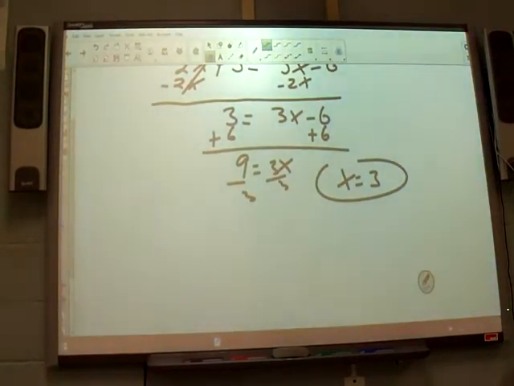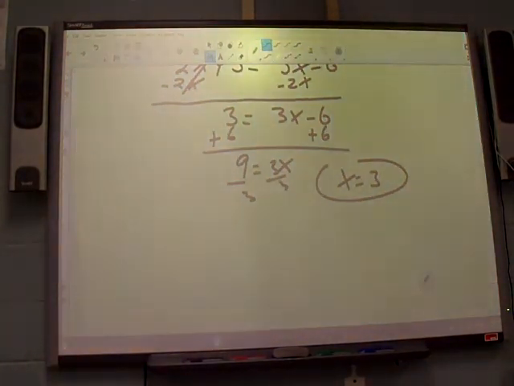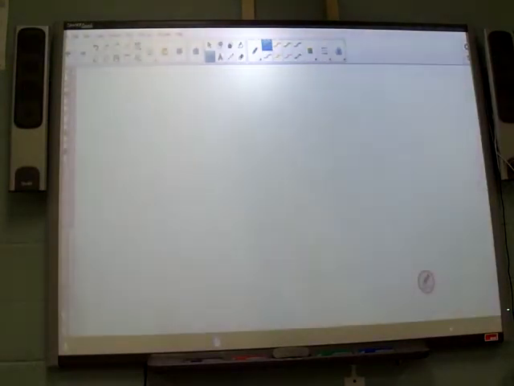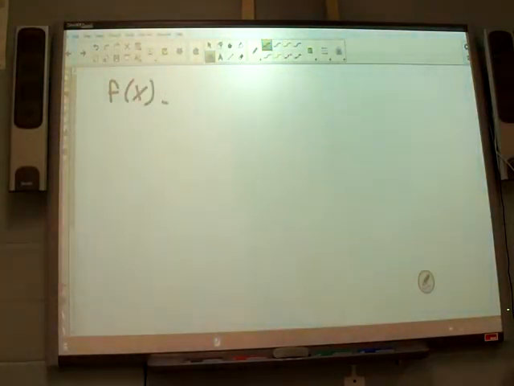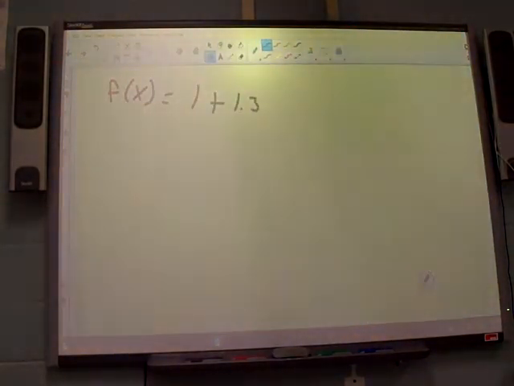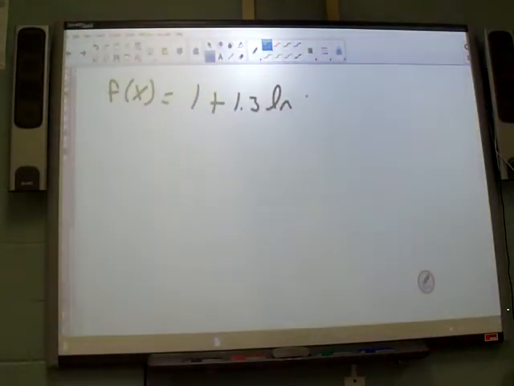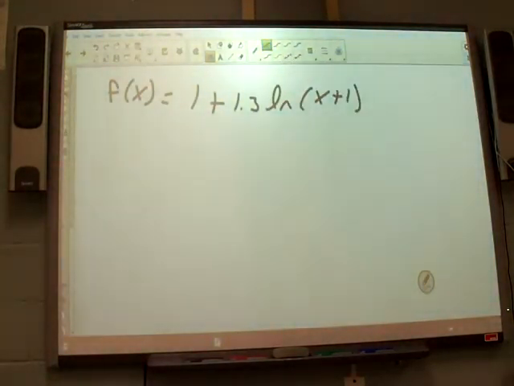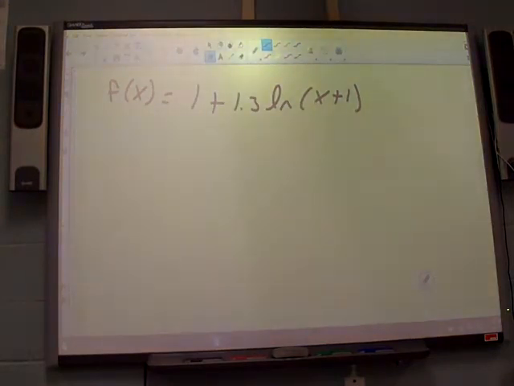Got it? All right, 18 gives us a formula. We got f of x is equal to 1 plus 1.3 times the natural log of x plus 1. So you're given that, and now I've got that written down. Let me read what we're doing.